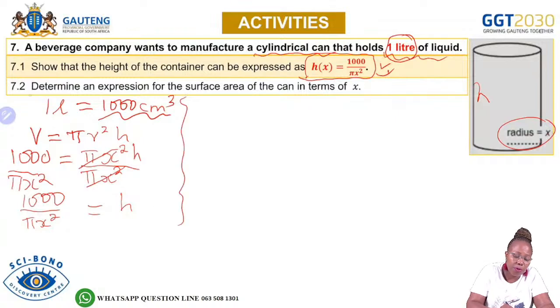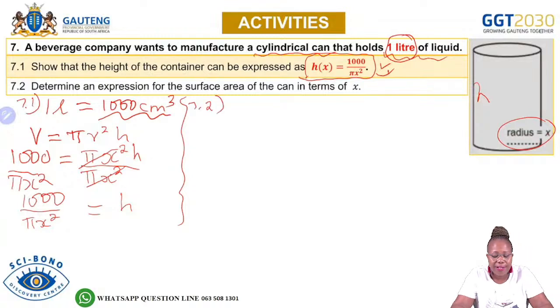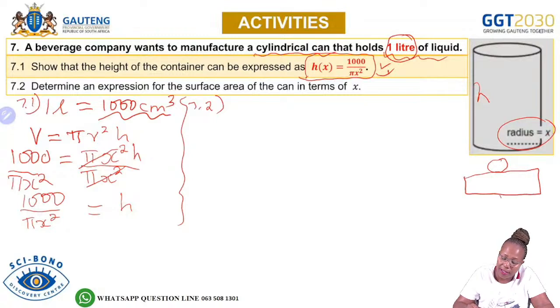And then with 7.2, determine an expression for the surface area of the can in terms of x. We need now an expression for the surface area of a can in terms of x. Do you still remember the net diagram for a cylindrical container? You'll be having a circle for the top part, a rectangle for the middle part, and for the bottom part you have a circle again.